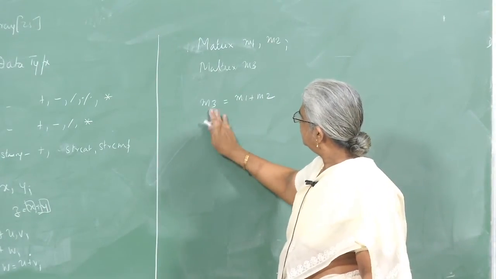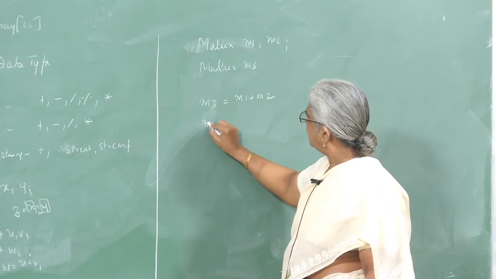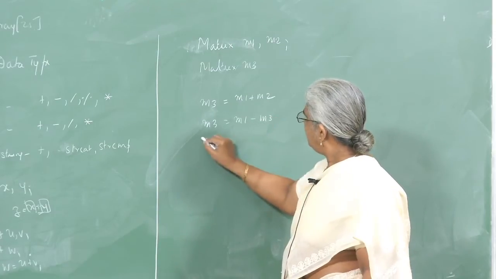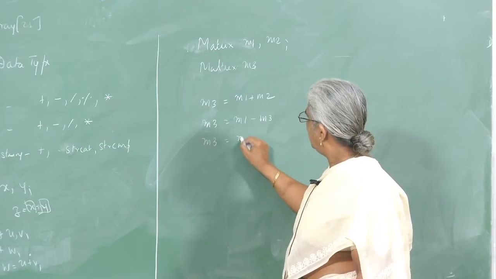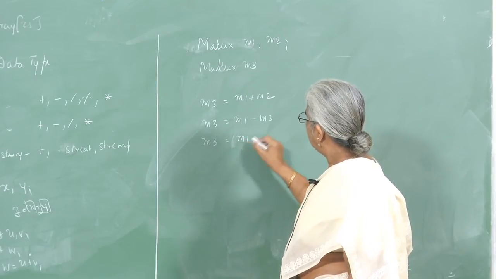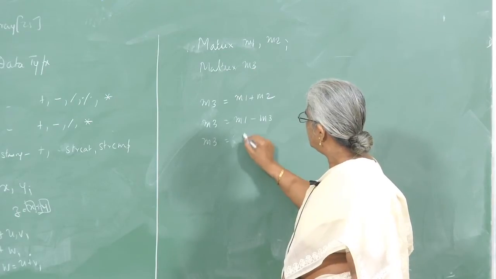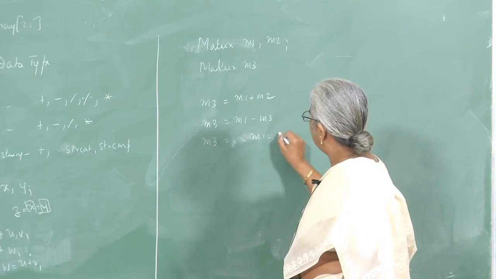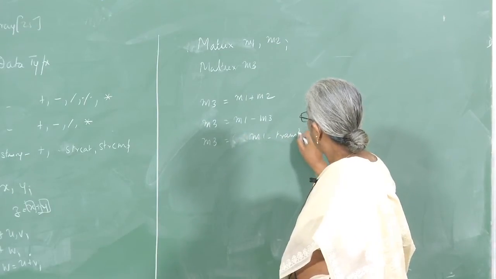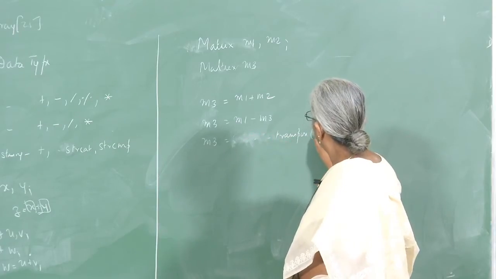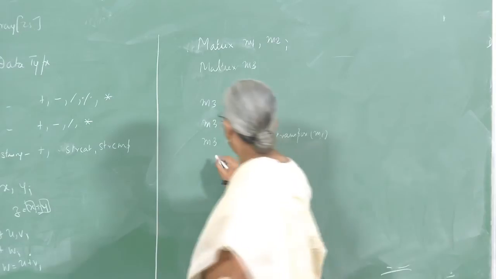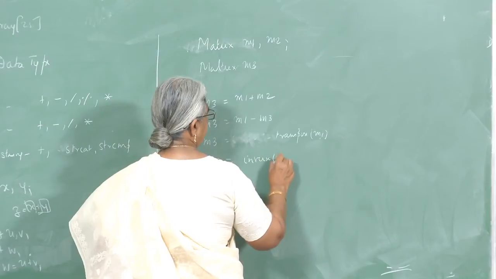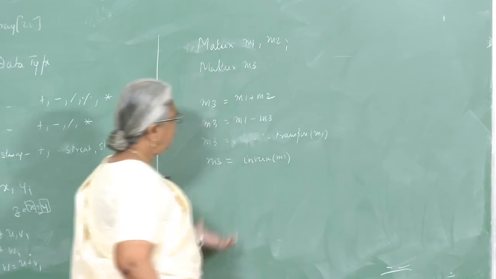Similarly I may like to say M3 is equal to M1 minus M2, M3 is equal to transpose of M1, let me say M1 transpose. Okay. And similarly, I may like to say M3 is equal to inverse of M1, and so on. I may like to do a whole lot of operations like this.